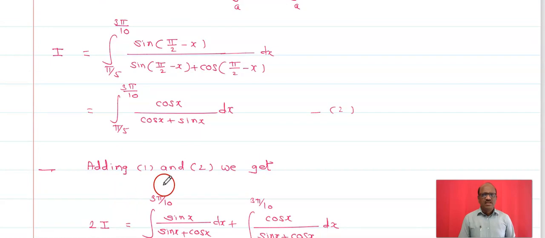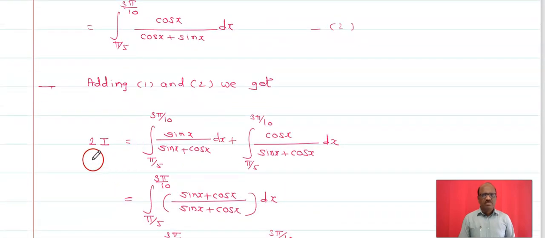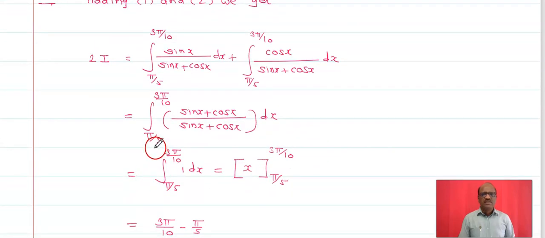Now adding 1 and 2, then you will get I plus I, that is 2I equals integral pi by 5 to 3 pi by 10 sin x upon sin x plus cos x dx plus integral pi by 5 to 3 pi by 10 cos x upon sin x plus cos x dx. If we add these integrals, then you will get integral pi by 5 to 3 pi by 10 (sin x plus cos x) upon (sin x plus cos x) dx, and the numerator and denominator will get cancelled. You will get 1, that is integral pi by 5 to 3 pi by 10 of 1.